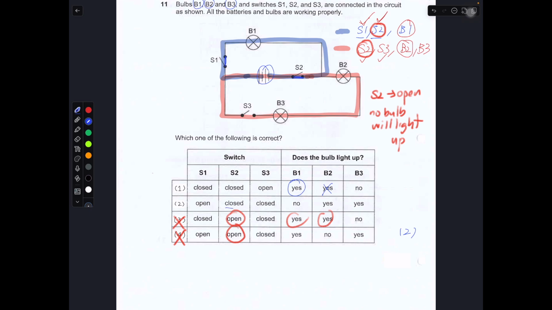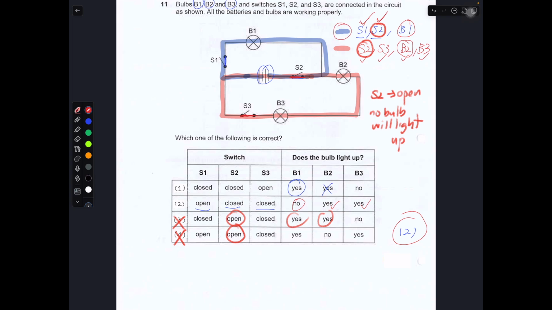They say S2 and S3 are closed while S1 is open. S2 and S3 closed, then B2 and B3 light up, yes, B1 no. So the answer must be 2. This is one way that you can do it systematically through this method.